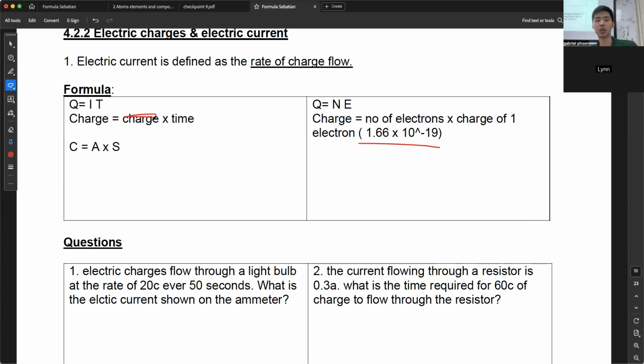This is current, not charge. C is coulombs, A is amperes, S is seconds. These are the units.